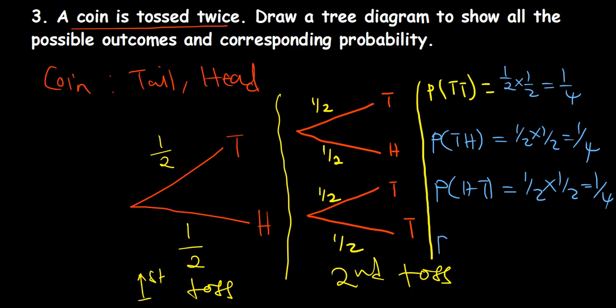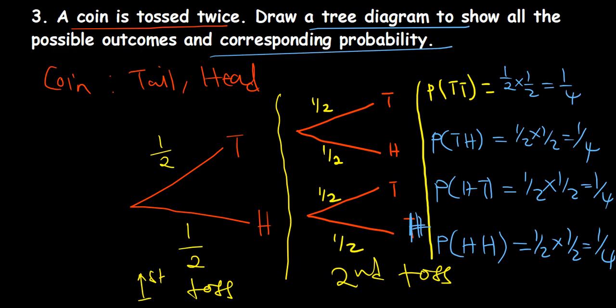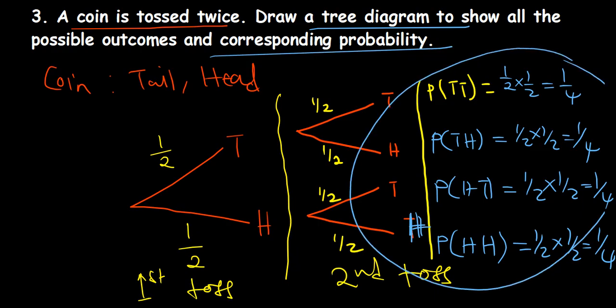And then the probability of getting head and then head, okay, so here I should have written head like that. The probability of getting head and then head again is just 1 over 2 times 1 over 2, which will give us 1 over 4. So the probabilities here, they will be all equal. Okay, so this is the tree diagram there. So you've answered the first part, and then they are saying show all the corresponding probabilities. So these here are the corresponding probabilities.